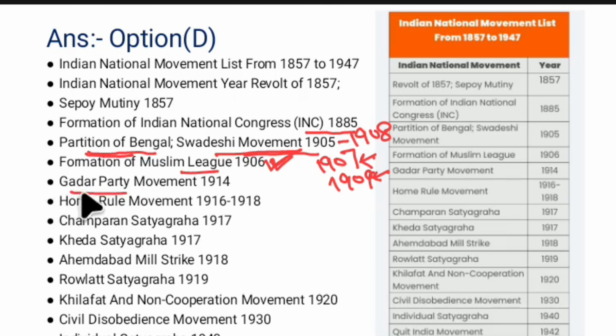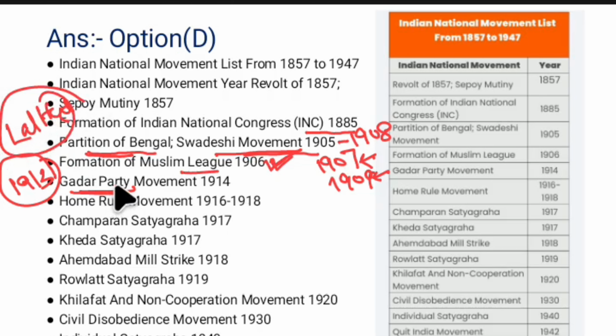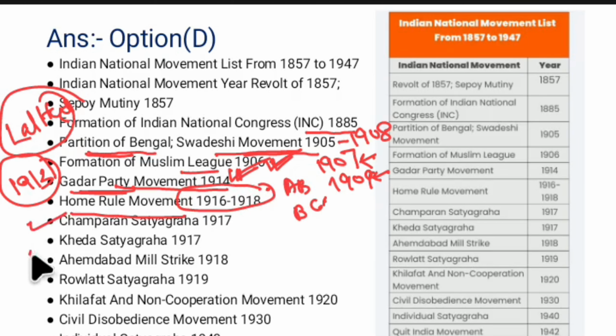The Ghadar Party was formed in San Francisco, USA, in the year 1913 by Lala Hardayal, and the Ghadar movement began in the year 1914. The Home Rule movement was started by Annie Besant and Bal Gangadhar Tilak from 1916 to 1918. The Champaran Satyagraha, Kheda Satyagraha, and Ahmedabad Mill Strike were performed by Mahatma Gandhiji, and he was successful in all these movements.